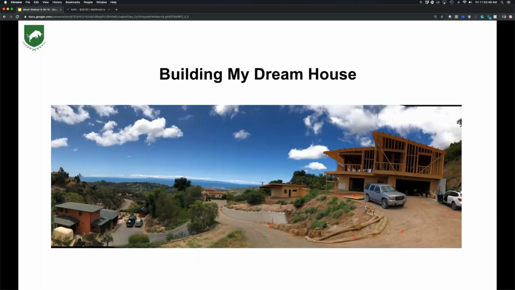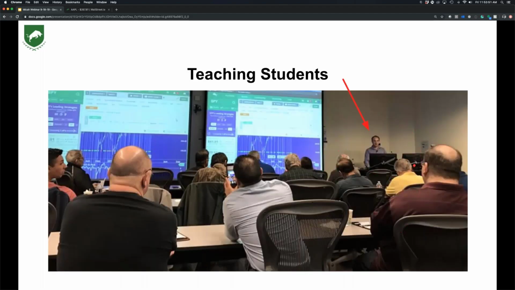Here's a cool house I'm building for my family in Montecito, looking over the harbor. I get flown around the country now to teach this.